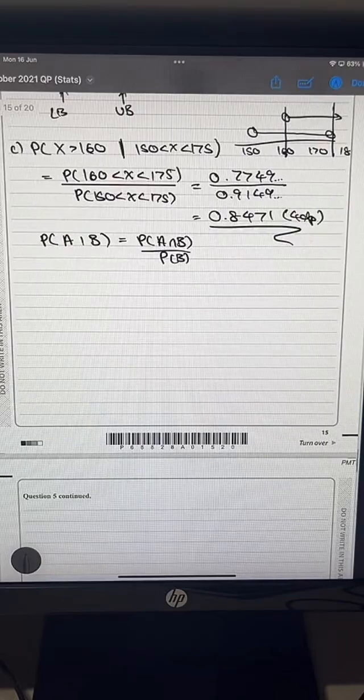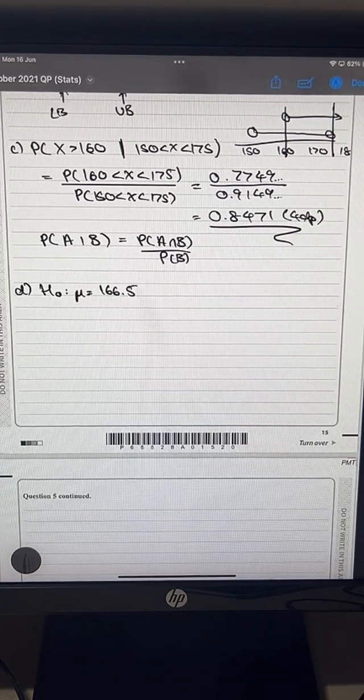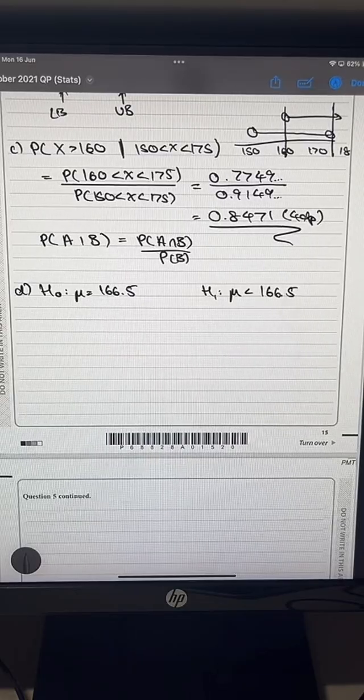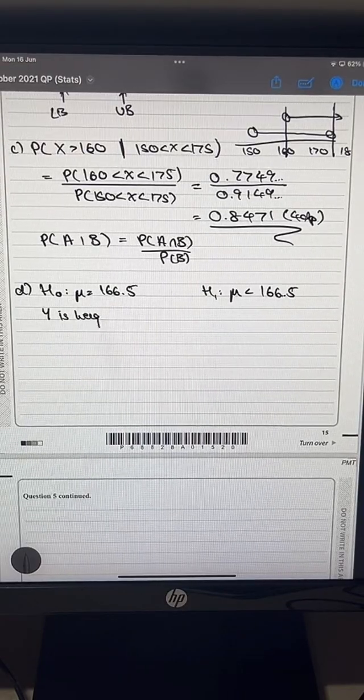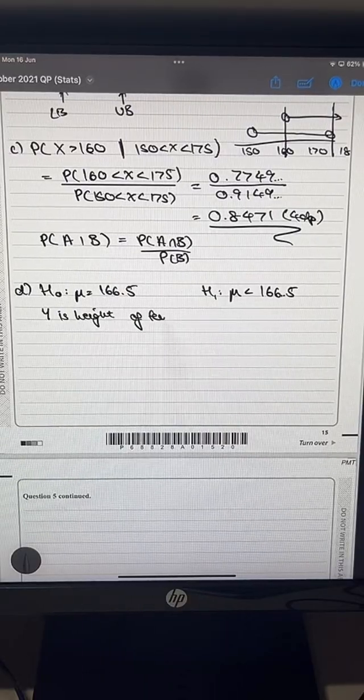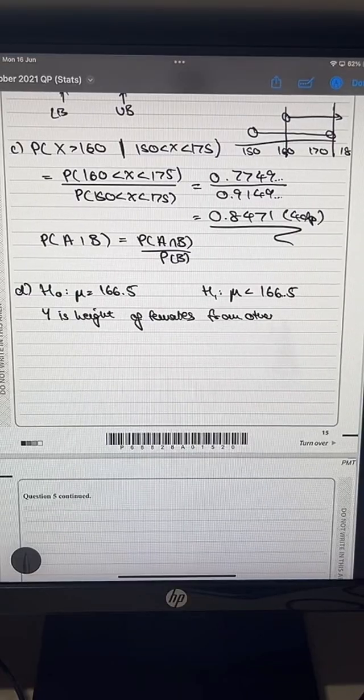So, step 1, state your hypotheses before defining your variable. The null hypothesis is that the mean is not different in this new country, it's the same, 166.5. The alternative hypothesis is that the mean is less than 166.5, because she believes that the heights of the females in the other country are shorter. So I'm going to define my variable Y because I've used X before. Y is height of females from the other country, using the words in the question.